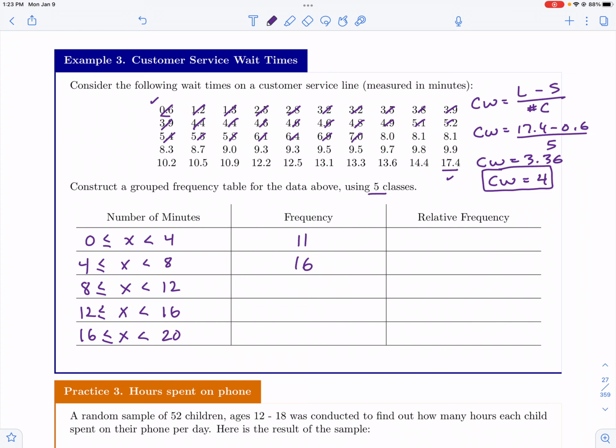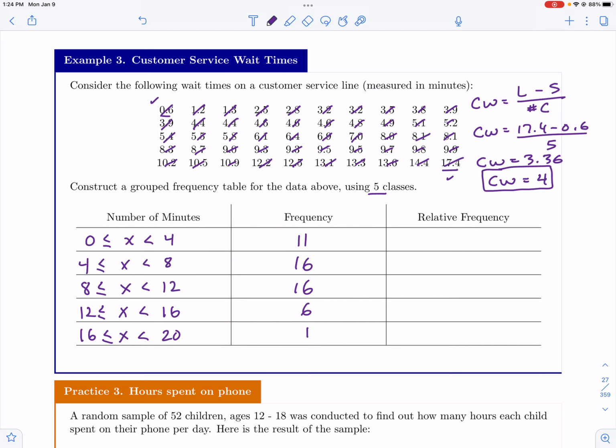So now we're looking for things that are equal to 8 but less than 12. So 1, 2, 3, 4, 5, 6, 7, 8, 9, 10, 11, 12, 13, 14, 15, 16. So we've got 16 of those. So now we're looking for things that are equal to 12 but less than 16. So it's going to be 1, 2, 3, 4, 5, 6. And then finally, things that are equal to 16 but less than 20. So it's just going to be 1 exactly.